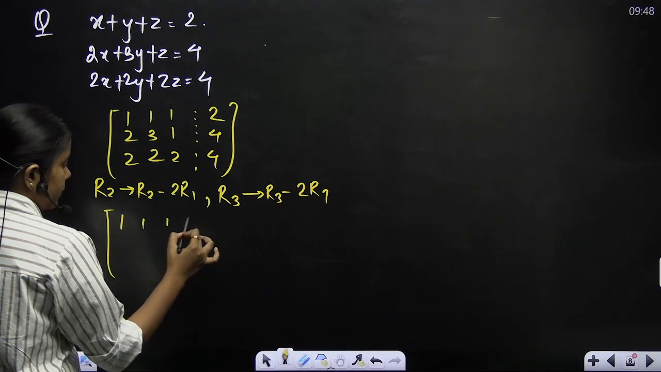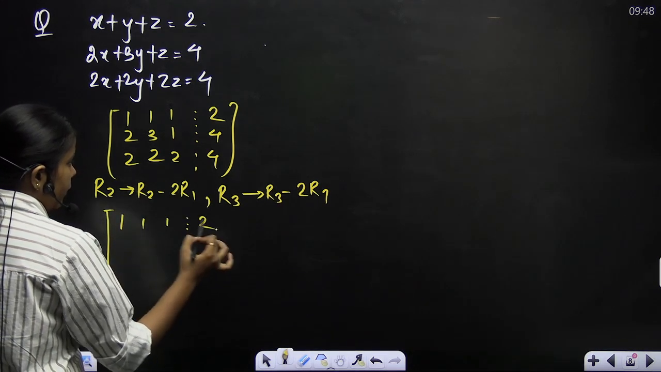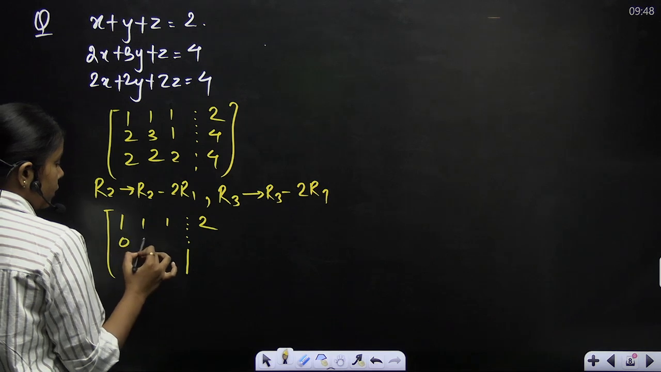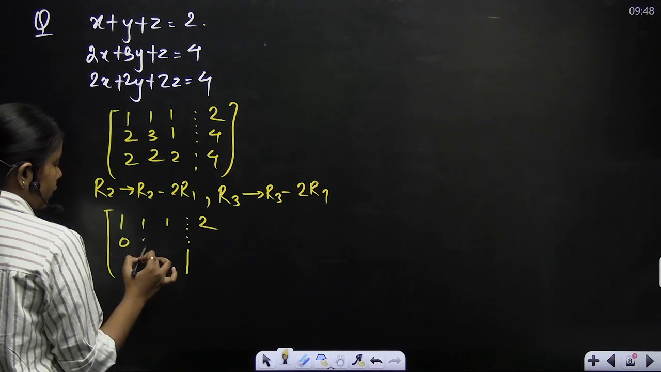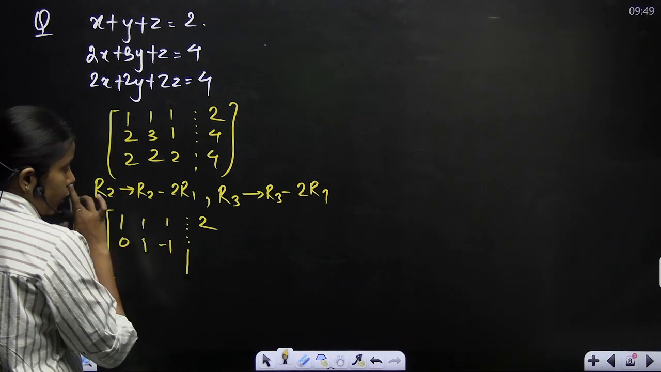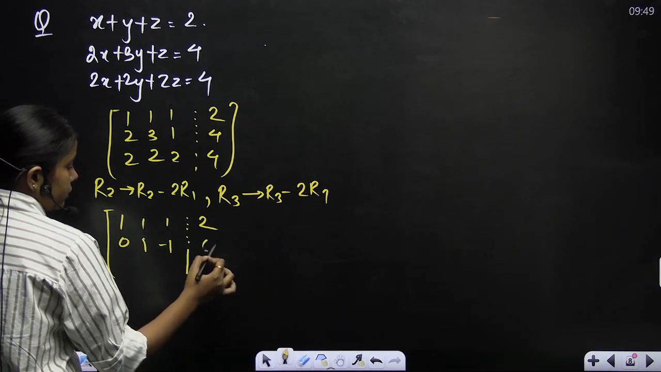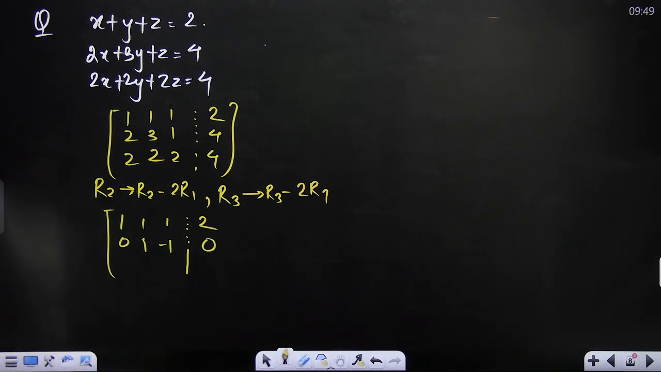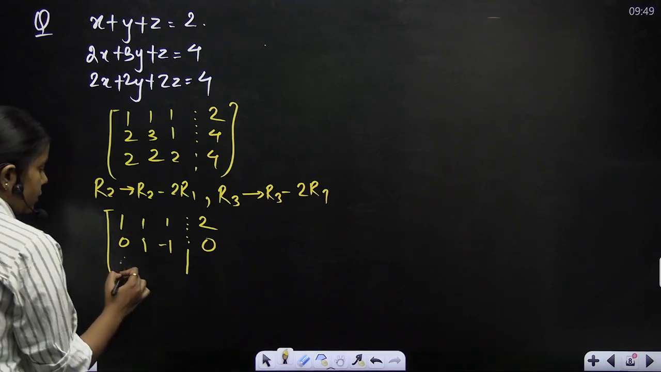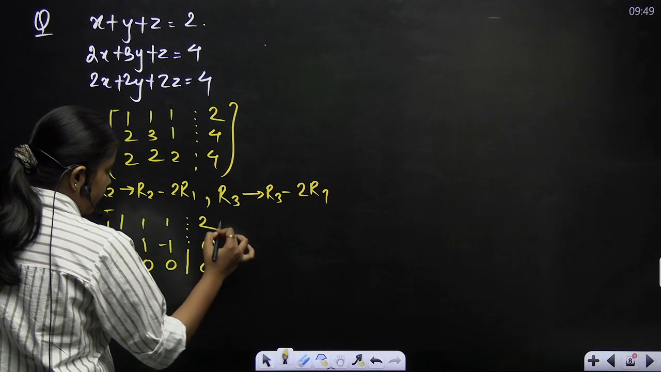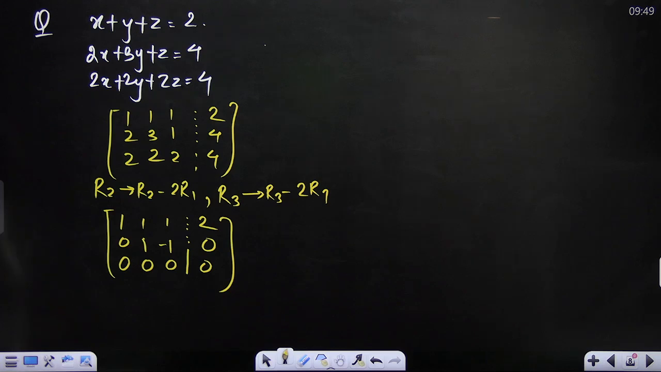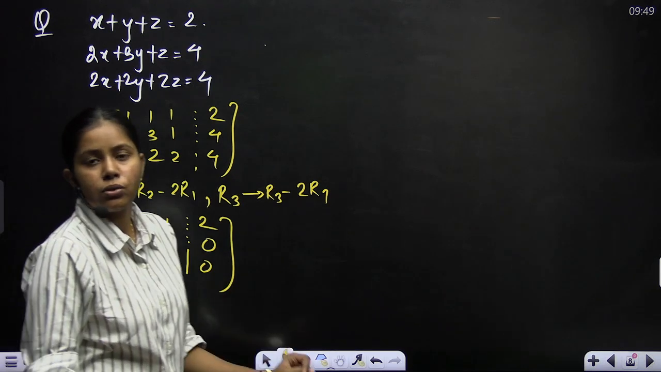1, 1, 1, this would be 2, 0. 3 minus 2 is 1, 1 minus 2 is minus 1. 4 minus 2, that would be 2. 4 minus 4, that would be 0. And this would be 0, 0, 0, 0. It is in row reduced echelon form. We have reached row reduced echelon form.